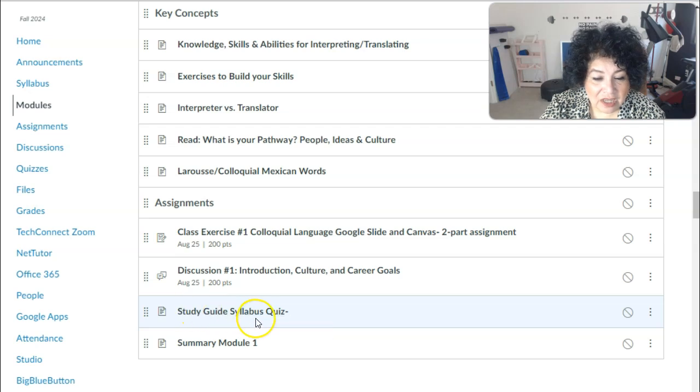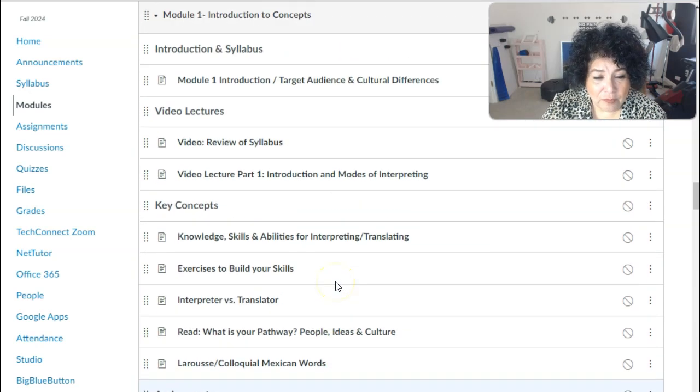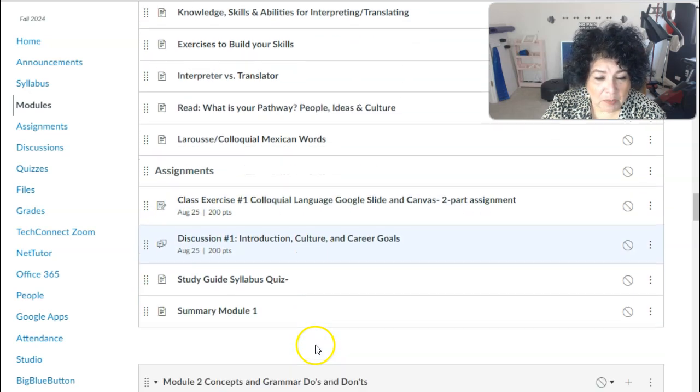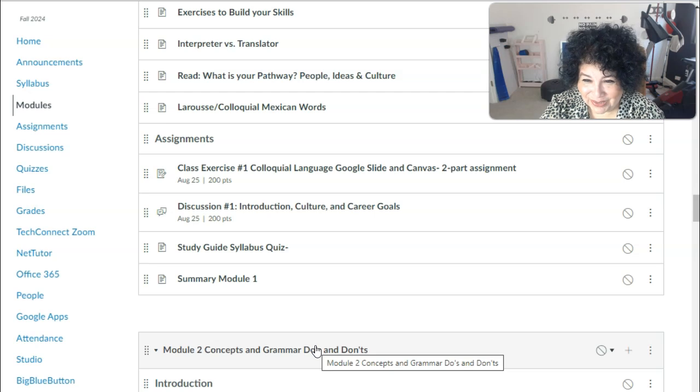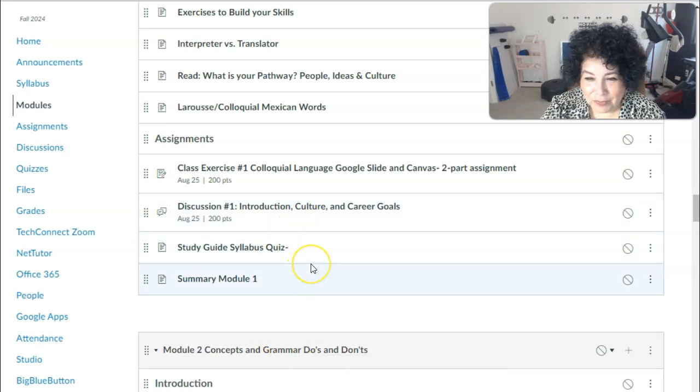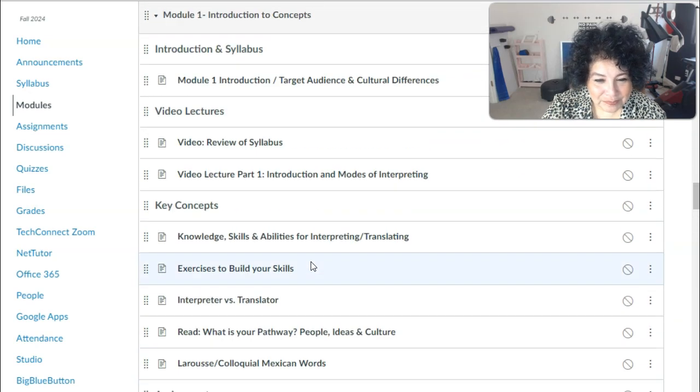And then here's your study guide for the syllabus quiz. There's no surprises. Everything in this is in the study guide, and the study guide is due in the next module. So this is pretty much the same format for each module. You're going to review key concepts, and then you're going to have 2 assignments. Sometimes you might have 3, but very rarely, you're just going to have 2 assignments for that week because a lot of you are taking 2 to 3 classes. So it's going to get heavy if you have a full load of classes for the semester.